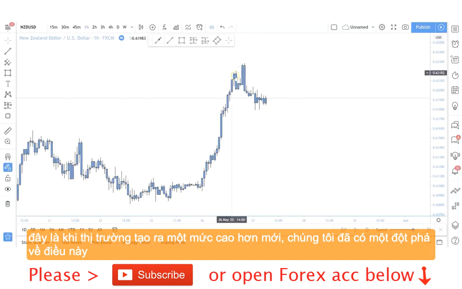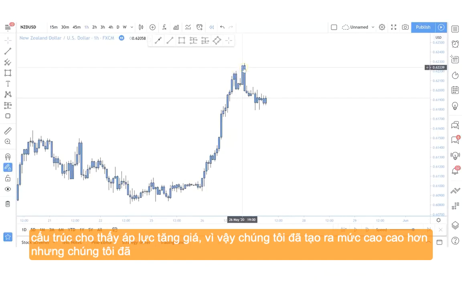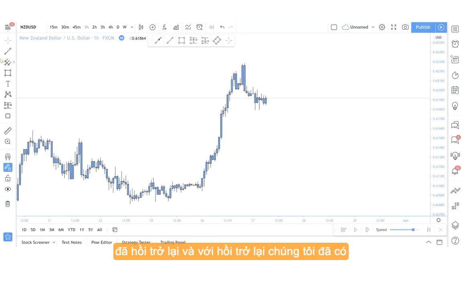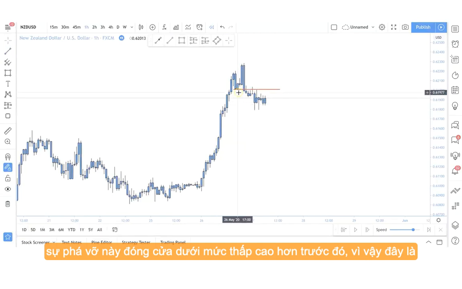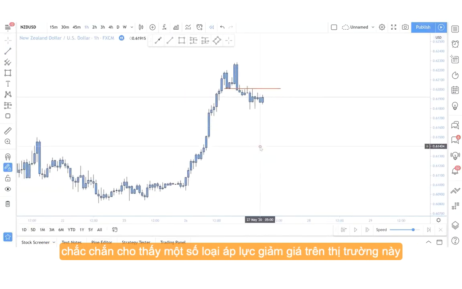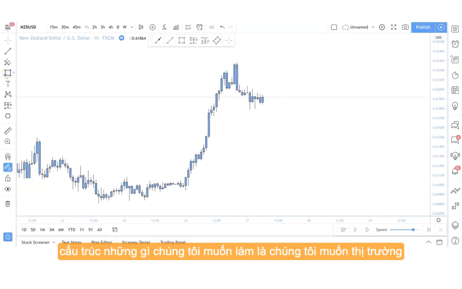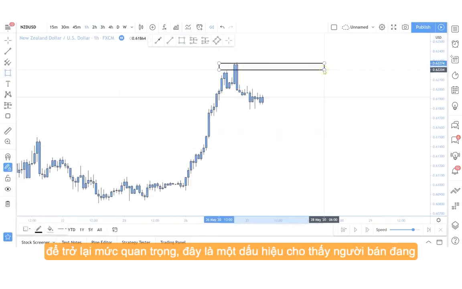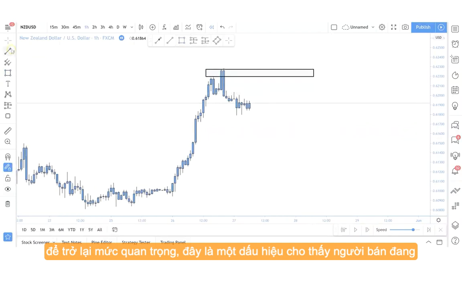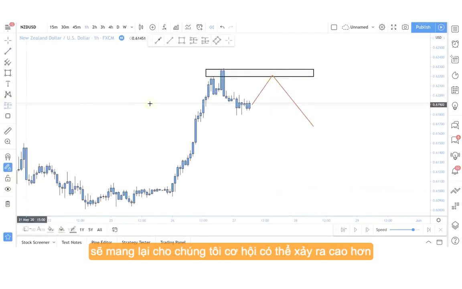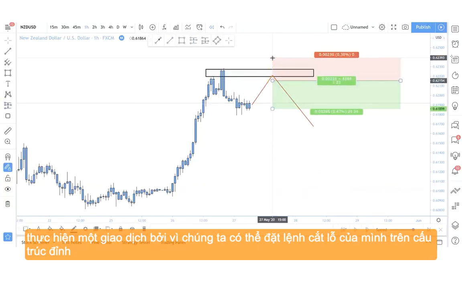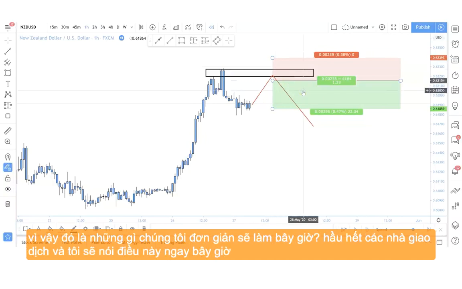Now, what we can see here is when the market made a new higher high, we had a breakout of this structure indicating bullish pressure. So we've made that higher high, but we've had that break back in. And with that break back in, we've had this break close below the previous higher low. So this is definitely indicating some sort of bearish pressure on this market structure. What we want to do is we want the market to come back to a key level. This is a sign where the sellers are sitting previously. So if the sellers are still there, this is going to give us a higher probable opportunities to take a trade because we can place our stop loss above structure. So that's what we're simply going to do.